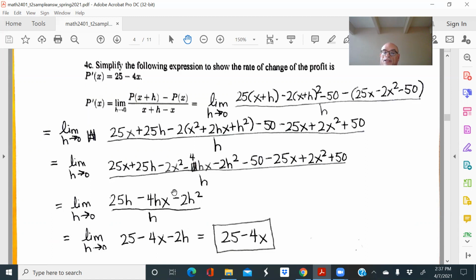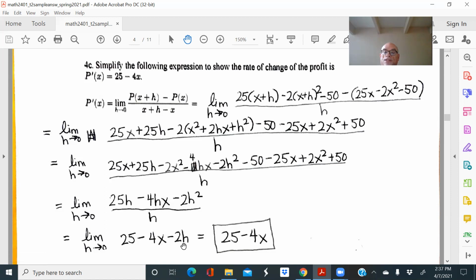So you can reduce this fraction. You can cancel the denominator here in this fraction by dividing it into all three of your terms in your numerator. So you get the limit as h approaches 0 of 25 minus 4x minus 2h. And it's easy to see that's going to be 25 minus 4x.